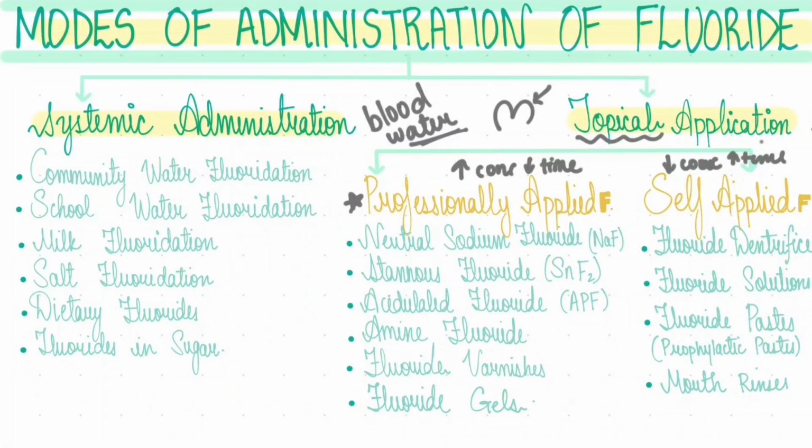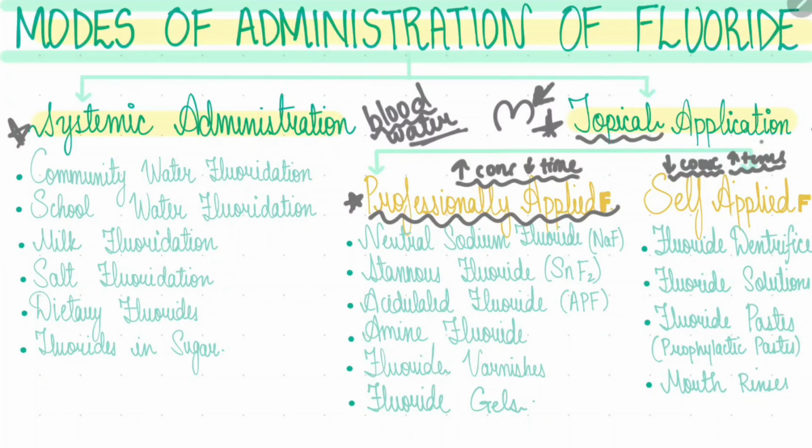So we have systemic administration of fluoride, and we have topical administration of fluorides. Systemic administration is where the fluoride reaches via blood. Topical administration is when it is directly applied on the teeth. In topical application, we have some fluorides which are applied in high concentration over a short period of time, which are the professionally applied fluoride. Then we have some fluorides which have lower concentration and are applied over a long period of time, and they are self-applied fluoride.